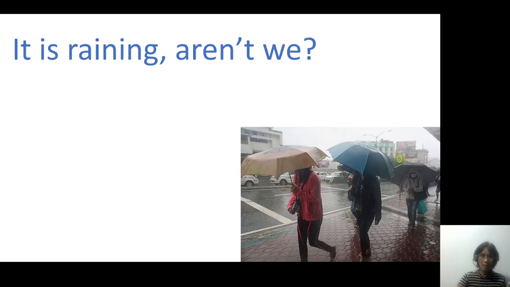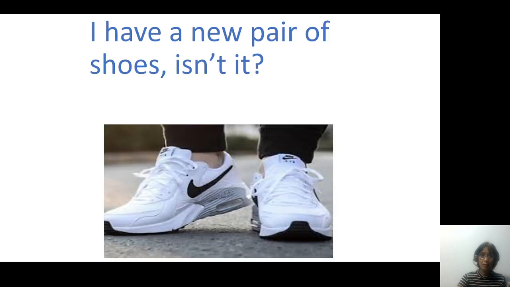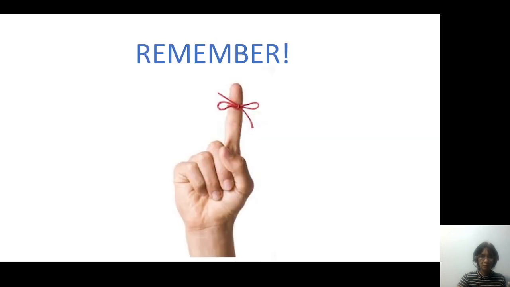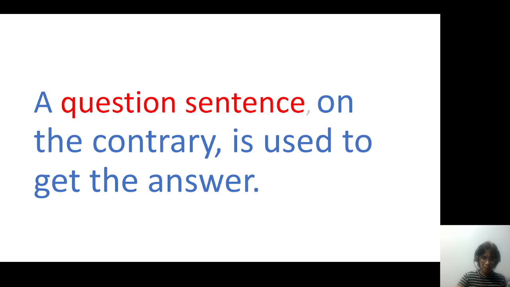Example, it is raining, isn't it? You like ice cream, don't you? I have a new pair of shoes, don't I? You are my best friend, aren't you? Remember, a tag question or a question tag is not a true question. A question sentence, on the contrary, is used to get an answer.